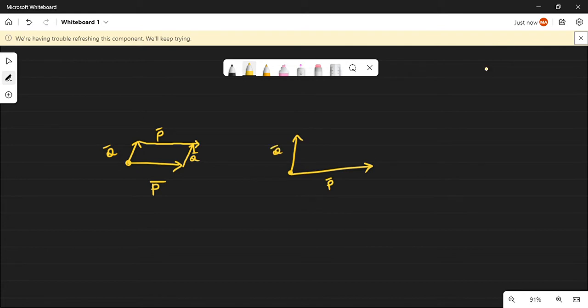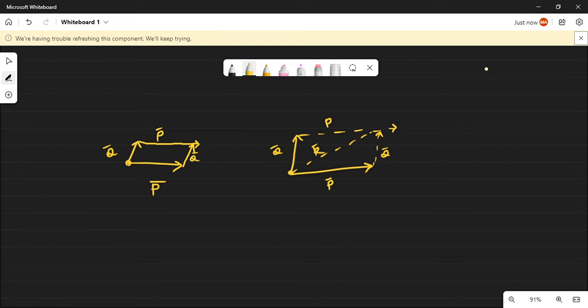Okay, then this is the adjacent sides of a parallelogram. We just complete the parallelogram here by adding the sides. This can also be Q, also P. So the rule says that the hypotenuse starting from the origin point of the two vectors will be the resultant vector of the two vectors P and Q.